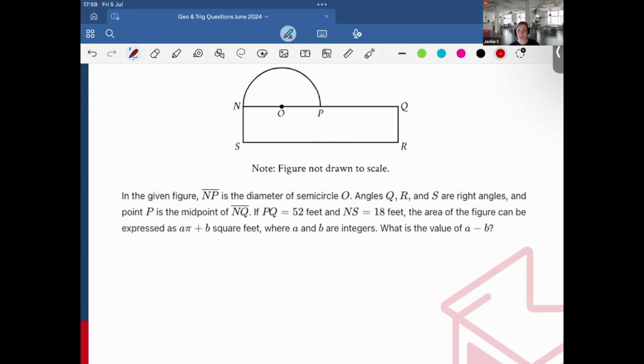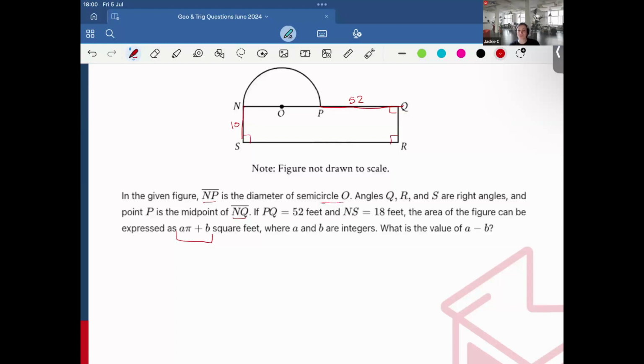Okay, so let's see. I'm given this shape. Let's see what it says in the figure. NP is the diameter of semicircle O. Angles Q, R, and S are right angles. And point P is the midpoint of NQ. Okay, so PQ is equal to 52. And NS is equal to 18 feet. The area of the figure can be expressed as a pi plus b square feet, where a and b are integers. What is the value of a minus b?